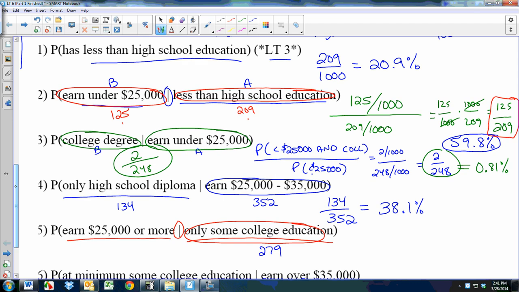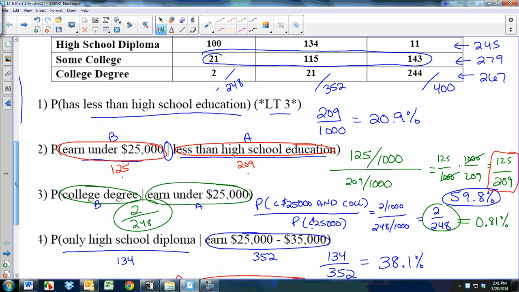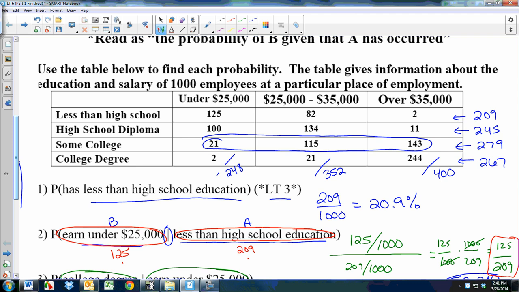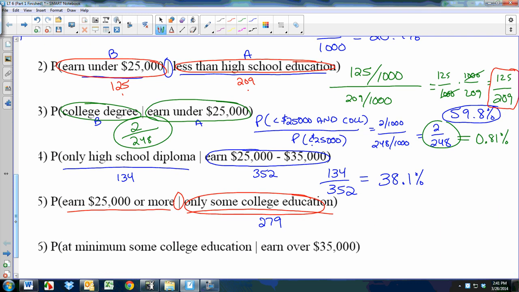Of those 279, how many earn 25,000 or more? All right, this is tricky. These people earn 25,000 or more, and so do these people. So 115 plus 143. There are 258 of these people. So your probability of success is 258 out of the total. Once you restrict the 1,000 employees down to the given, there's only 279 to pick from. So that percentage is 92.5%.